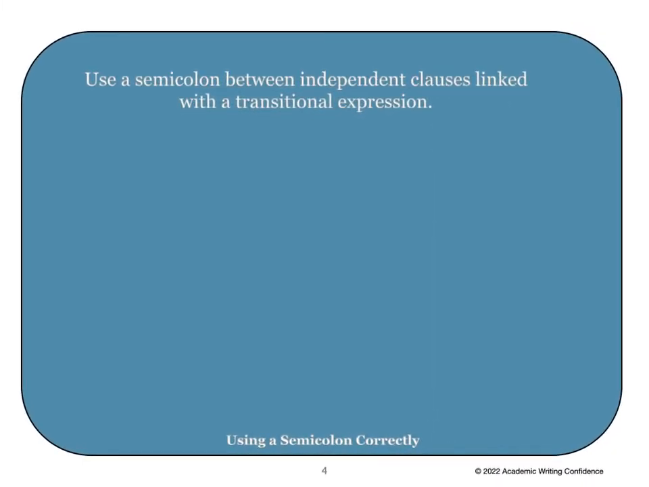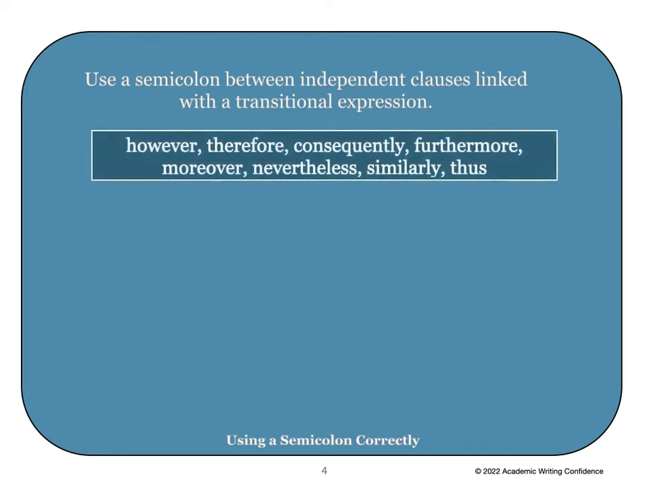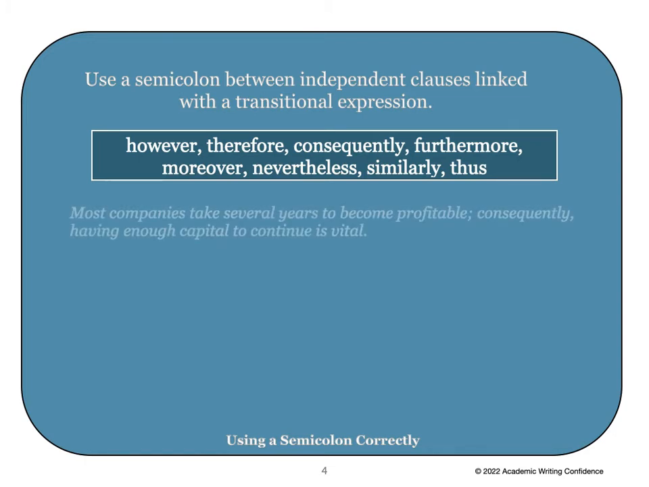A second way to use a semicolon is between independent clauses linked with a transitional expression. Here are a few transitional expressions. You can see the word however at the beginning of this list, which we used in our last sentence. Here's an example sentence. Most companies take several years to become profitable; consequently, having enough capital to continue is vital. Here we have used the word consequently to connect our two independent clauses.